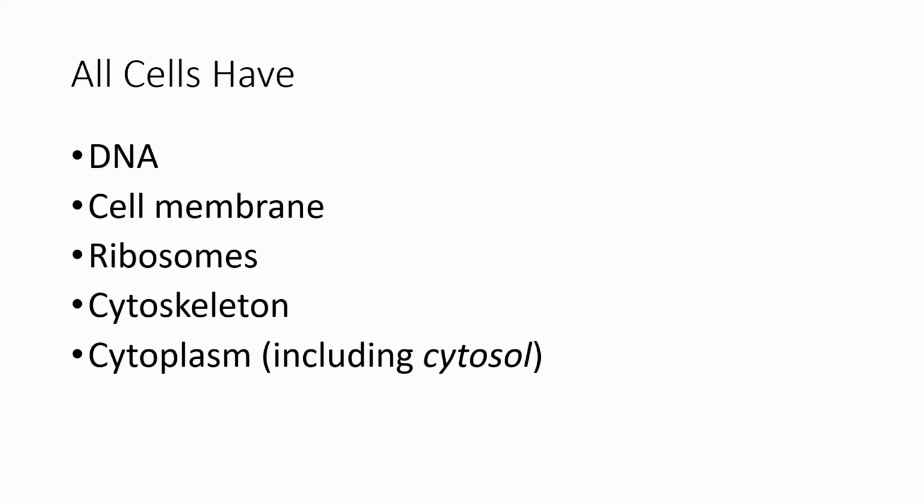All cells have cytoskeletons, just like most organisms have some sort of skeleton, even if it's an endoskeleton or an exoskeleton. I'm talking about animals, by the way. And so cells have skeletons as well. They're just made up of proteins and small molecules as opposed to bones or some sort of outer crunchy shell. Cytoplasm, including cytosol, is also a part of every cell, and we'll talk about that in a moment.